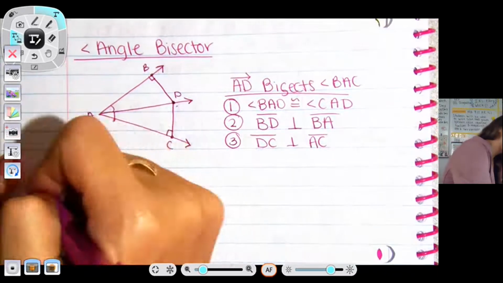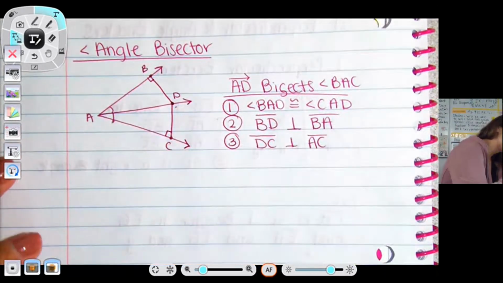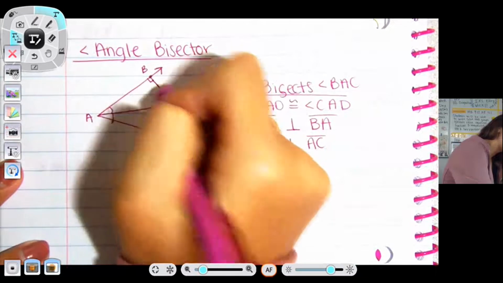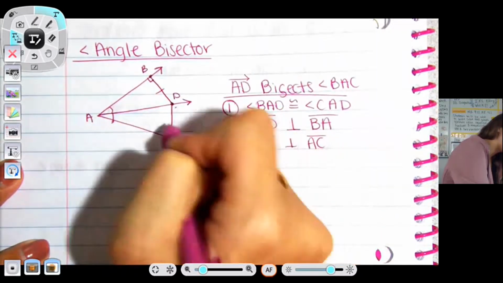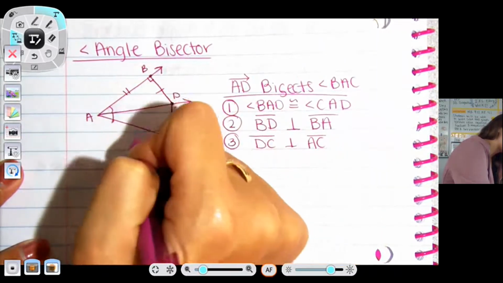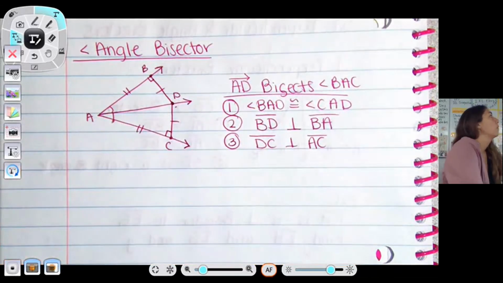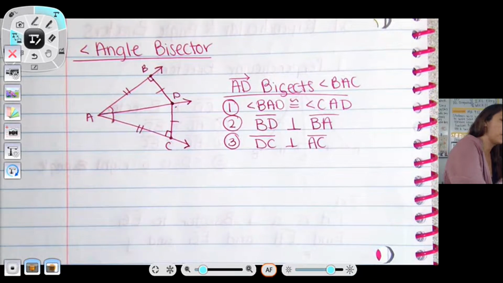So let's do an example. That means BD equals DC. Yep, BD is equal to DC. Is this our last one? Yeah, and AB is actually congruent to AC. And obviously AD would be congruent to DA because of the reflexive property.